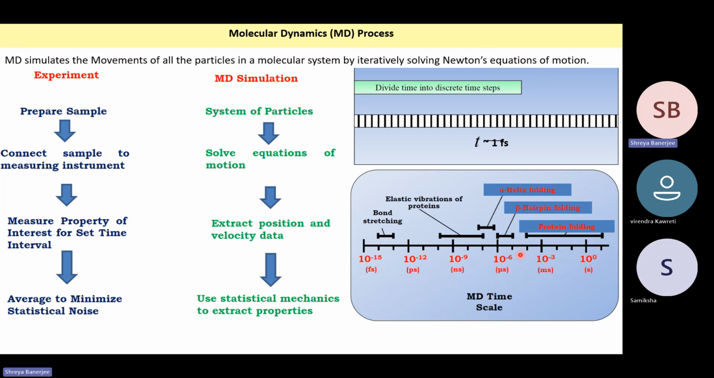And there are different scales for molecular dynamic simulations. If we want to look at bond stretching, it is in the femtosecond time scale. For stretching of individual bonds, the time scale is between picosecond to femtosecond. If we want to look at the folding of alpha helix, it is between microsecond to nanosecond. And if we want to look at the folding of the entire protein from completely random coil to the native structure, it is a much larger time scale of second to millisecond. So to look at different properties, there are different time scales.